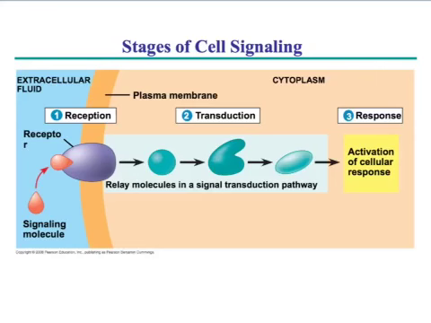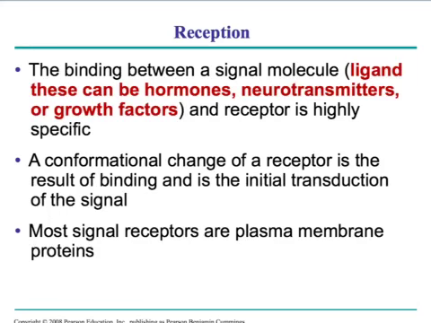A lot of these cell signals are going to start exterior, so on the outside of the actual cell. The initial place of contact normally happens on the plasma membrane or the cell membrane. So again, reception, transduction, response. Let's step through it, starting with reception. In reception, we're going to have a signal molecule, also known as a ligand, bind to a receptor. Now, signal molecules or ligands can be hormones, they can be neurotransmitters, or they can be factors.